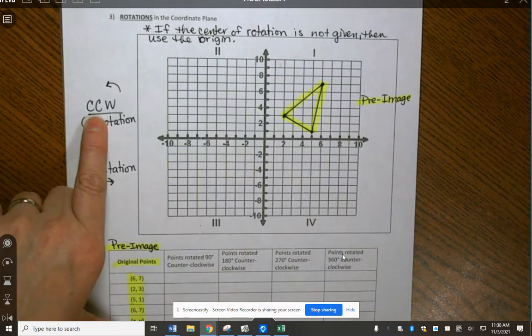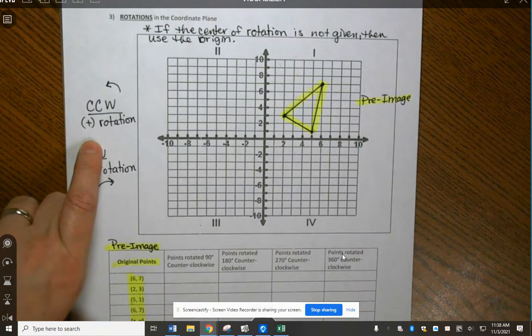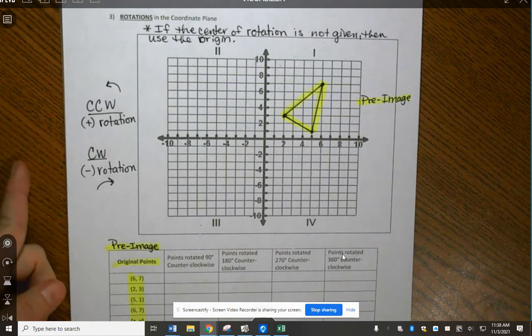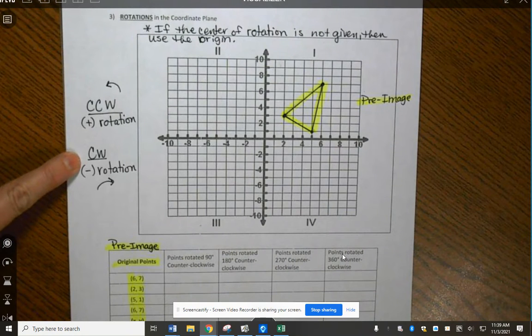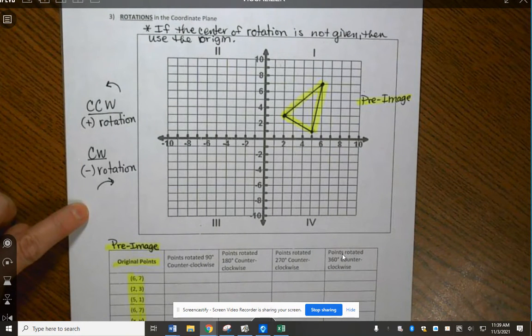Counterclockwise, which I abbreviate as CCW, is a positive rotation, and it rotates towards the left, against the way the clock hands turn. Clockwise is a negative rotation, and it goes to the right, in the direction that clock hands move.